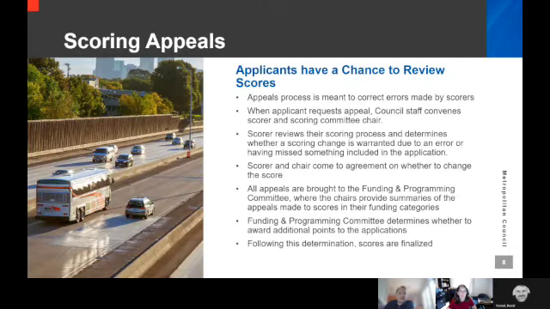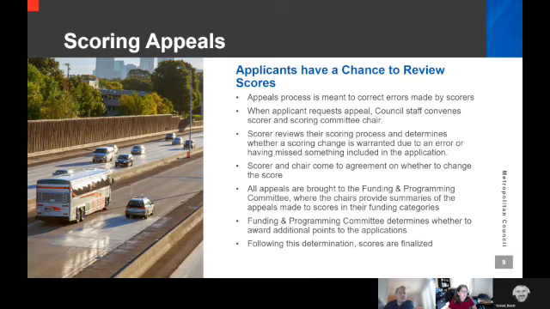So applicants, I just mentioned the scoring appeals. Applicants have a chance to appeal their scores. The process is really meant to uncover errors. There have been times when maybe a math error has occurred and a really obvious change is needed. There are other times when applicants have appealed scores that are a little bit more qualitative, and that becomes a challenge for the scorer.